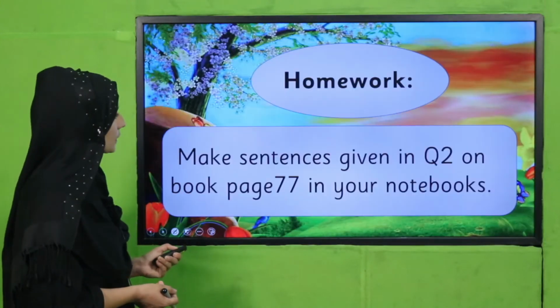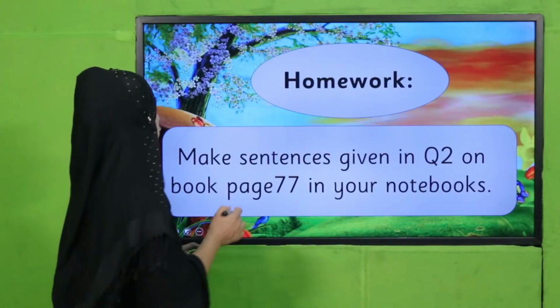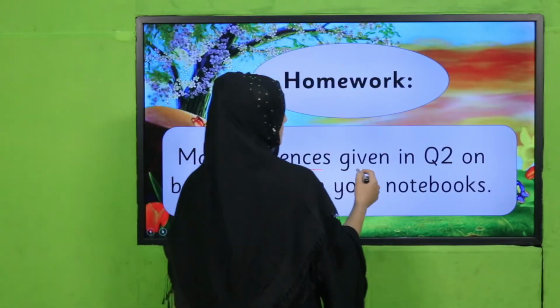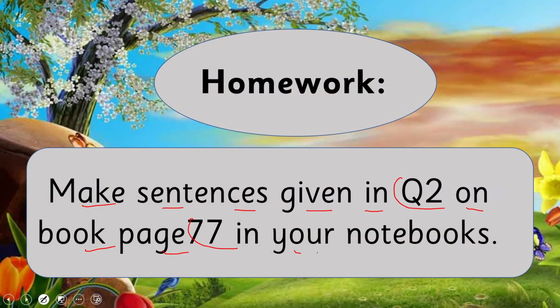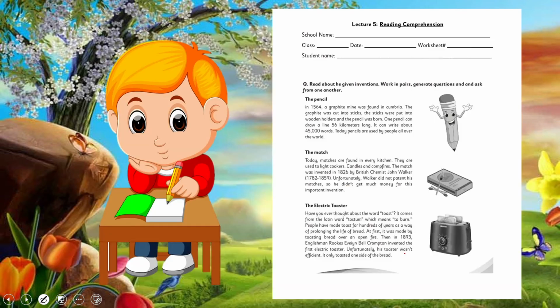Excellent job. Yes, so what's our today's homework? You will make sentences given in question number 2 on book page number 77 in your notebook. That is a question in your book. Question number 2, that you will make sentences. You will utilize these dictation words in sentences and you will make sentences in your notebook. This is your today's homework.